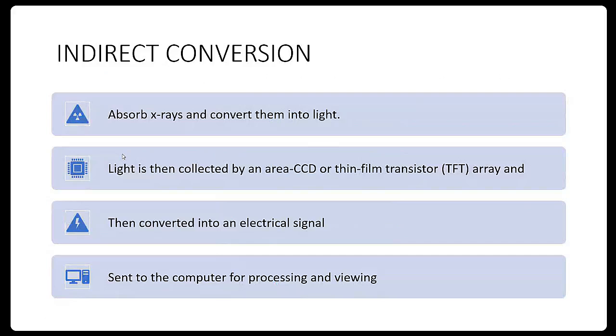Now let's see indirect conversion. So indirect conversion is a two-step process. What happens here is, first, the detector will absorb X-rays, and then secondly it will get converted into light.